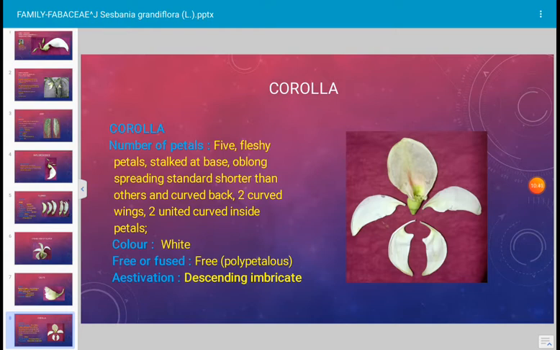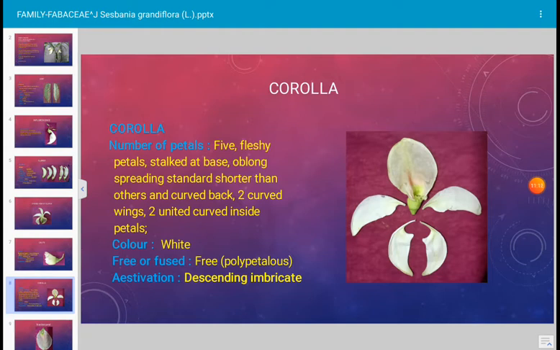And the petals are slightly fleshy and stalked. The stalk is there at the base of the petals, and the shape is oblong, spreading. The standard is shorter than the others and curved back; 2 curved wings; and 2 united, curved inside petals, that is the keel petals. There are total 5 petals. One petal is the standard petal, another is a pair of wing petals, that are 2 petals, and 2 petals are keel petals. There are total 5 such petals present.